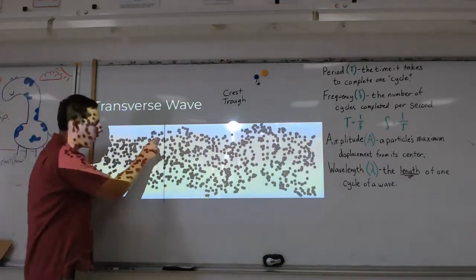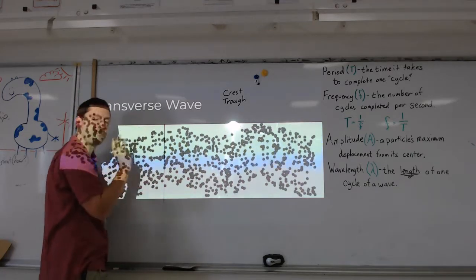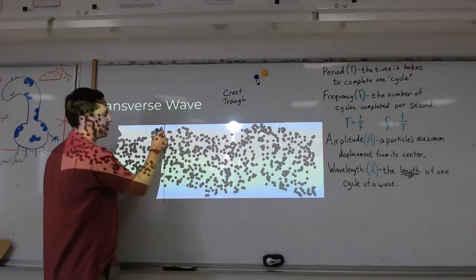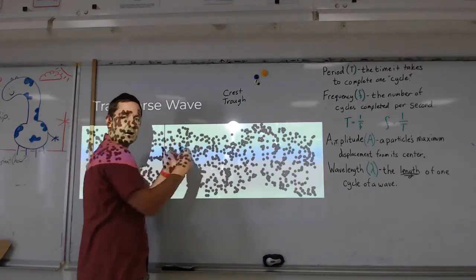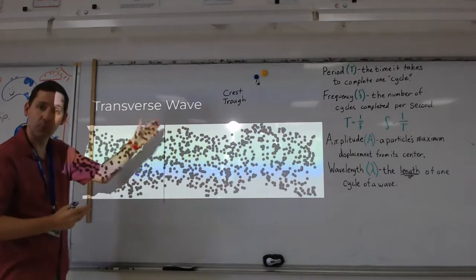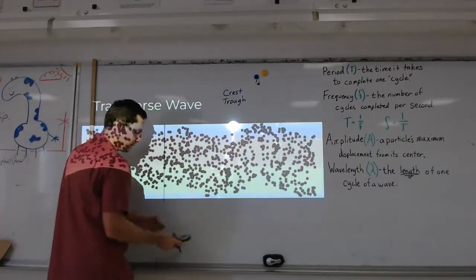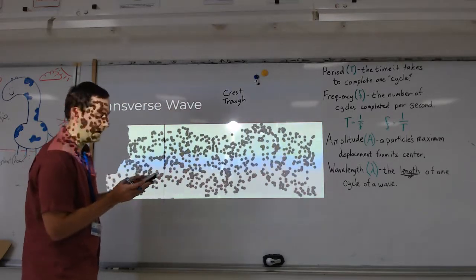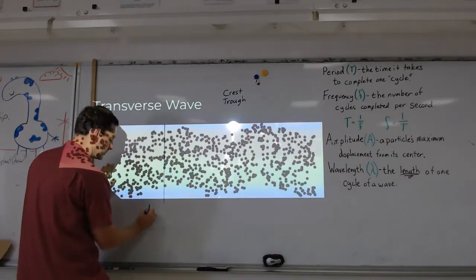You could also watch an individual particle and just see how long it takes. The period's the same, right? The amount of time it takes that particle to go up and down should be the same as the period, the amount of time it takes the wave to go from one crest to the other. Okay, so we've got 4.84, and I'm going to divide by 5, and I got a period of 0.97 seconds.